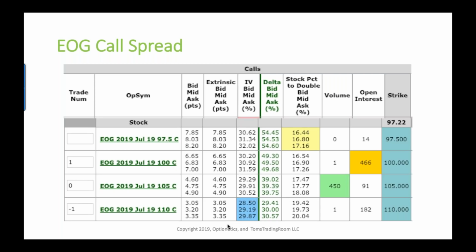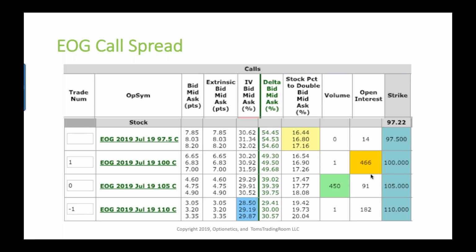Now, the rest of the colors go like this. The blue color is the implied volatility low. If there was a red in the box, it'd be high. Over here, this yellow tells me that this particular option has the lowest percent to double. But when I spread these, I'm actually lowering my percentage to double even more. This green box represents the highest volume for that day. And then the open interest is going to be in an orange box. That represents the highest open interest that's out there at that time. Again, let me stress this one thought.